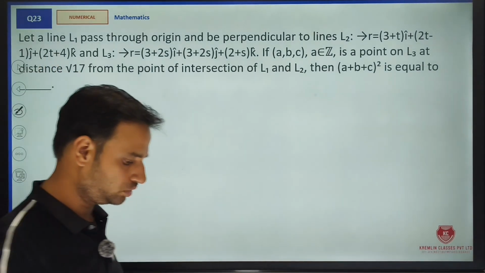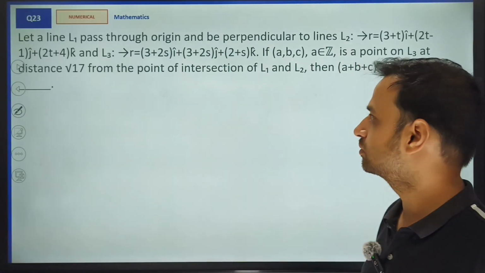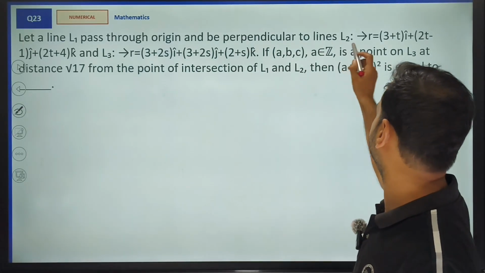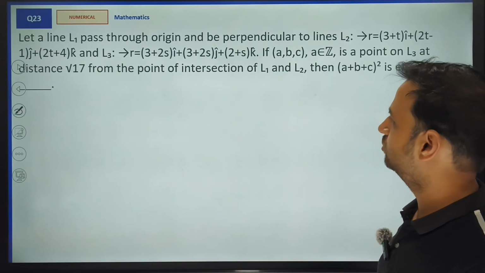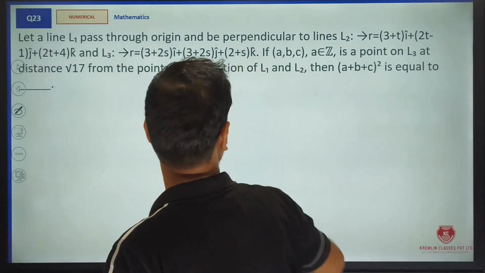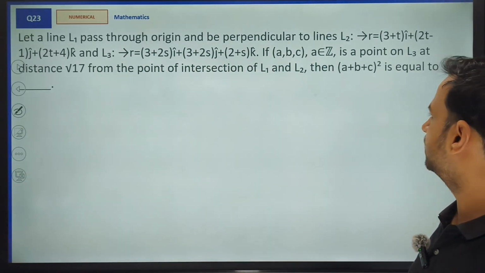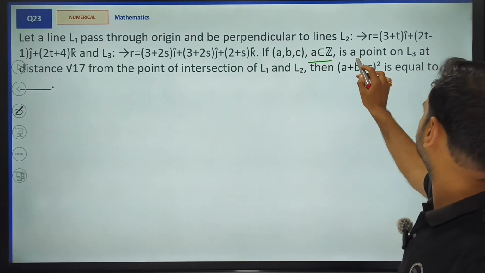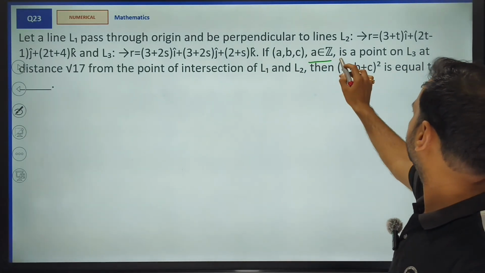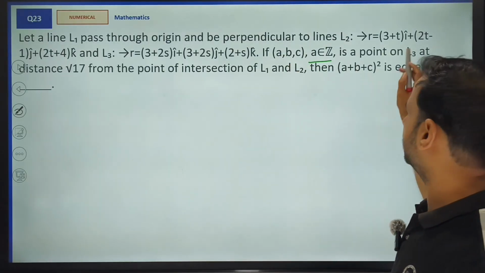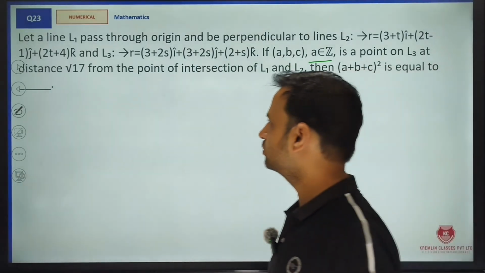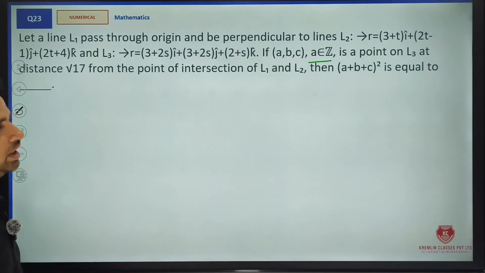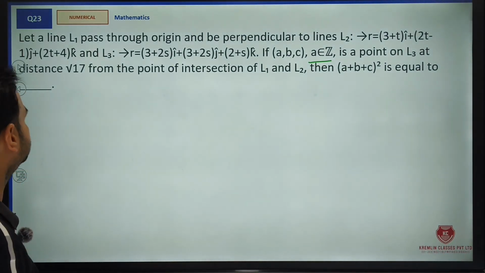Now we are moving to question number 23. Let a line L1 pass through the origin and be perpendicular to the lines L2 and L3. The line L1 is perpendicular to both these two lines. A belongs to integers, and this is a point on the L3 line at a distance of root 17 from the point of intersection of L1 and L2. Then a plus b plus c whole square equals to.